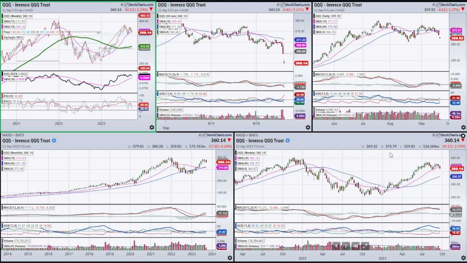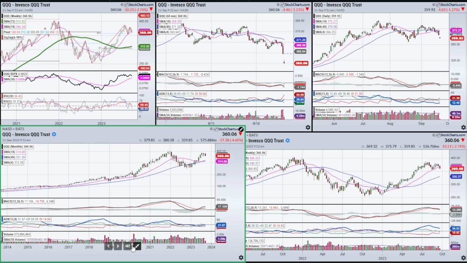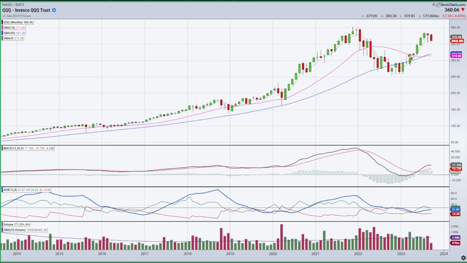Now, the QQQ, I think our big problem with this is that it's stretched from the 18-month and it never tested it. Most of the time when you cross the 18-month, you come back and you test these lines, and then you can start an uptrend. But when you blow it out to the upside and you go straight into resistance and you haven't tested this line, it leaves the potential for more consolidation. And I think that's what we could be in for.